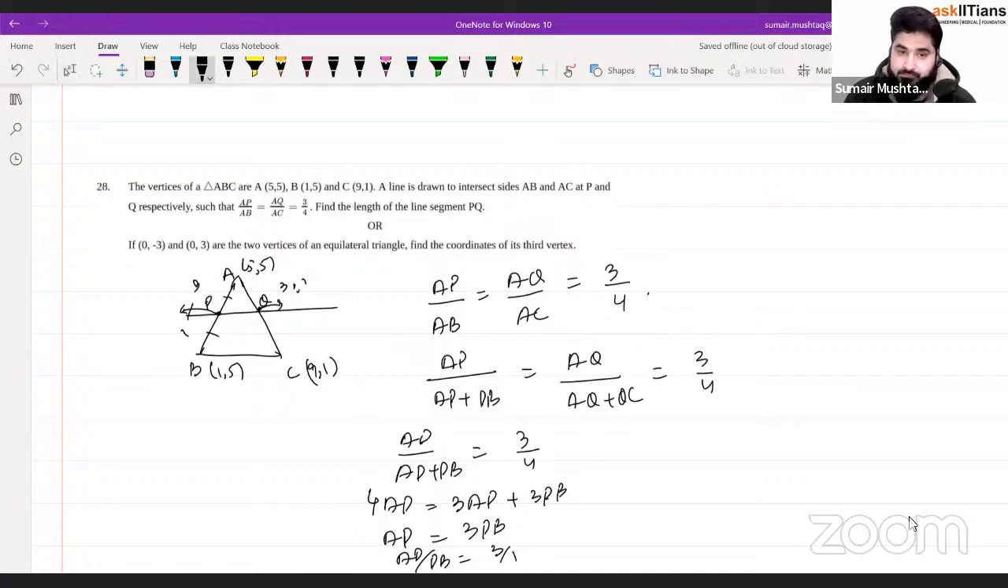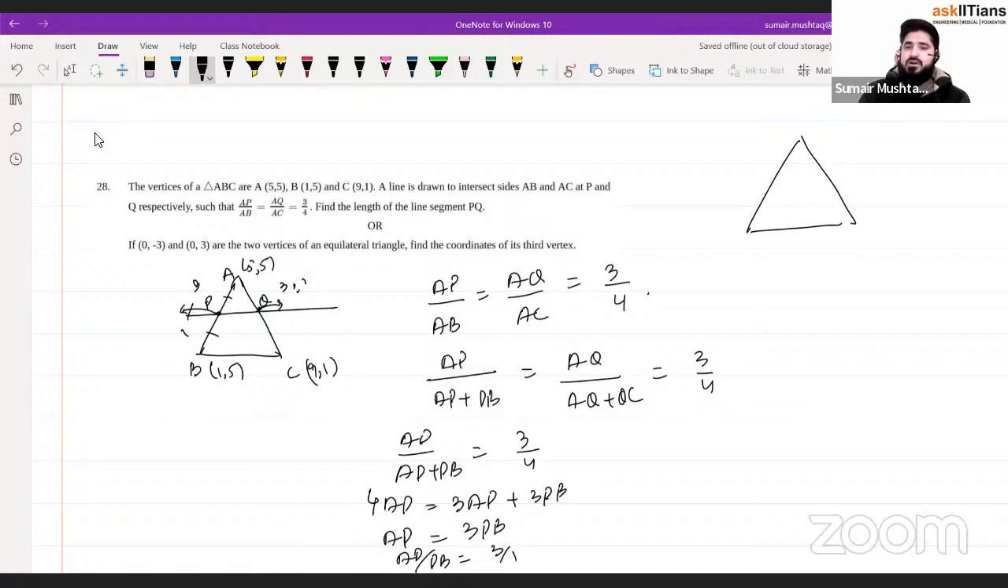Okay. So you can do it. Now the next question is the OR form of it. 0 and 3, these are the two vertices of an equilateral triangle. Very easy question. I prefer if this type of question comes, just do this and leave the other one. Find the coordinates of the third vertex.